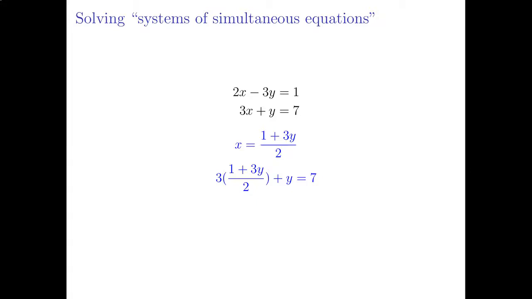And then you do all your bookkeeping and you solve for y, and you end up saying, okay, y equals 1 and x equals 2. And this is where you always go back and check your work, right? So if you plug x equals 2 and y equals 1 back into both those equations, you should end up getting a correct statement. So 2 times 2 minus 3 times 1 is 1. That's true. And 3 times 2 plus 1 is 7.